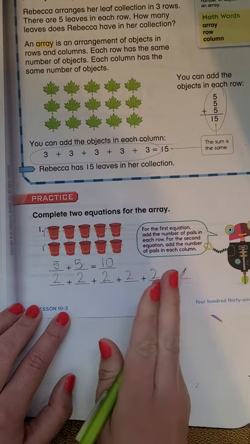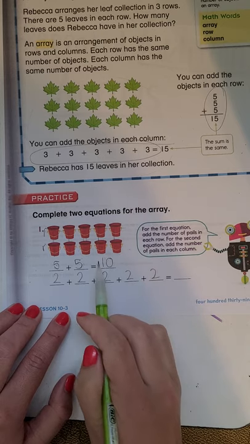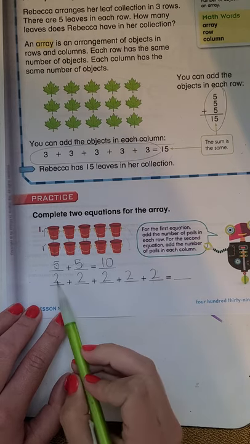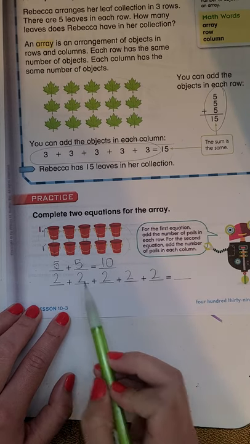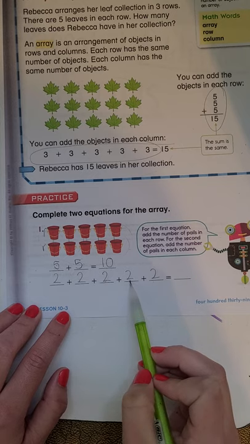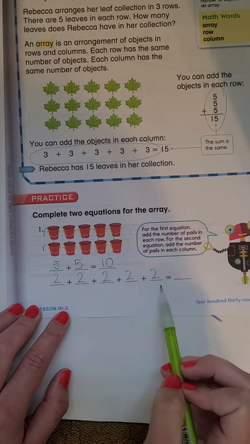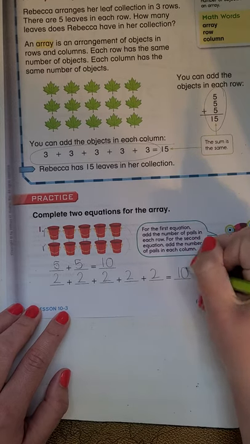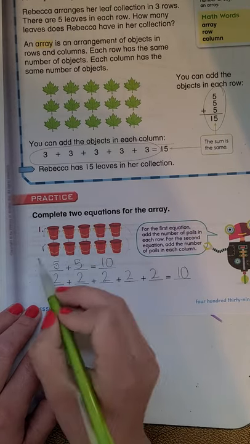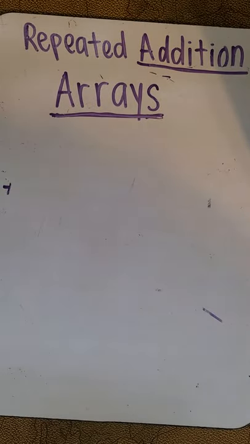All right, now let's double check, because we know these have to be the same to be true, right? Because they both represent this array. So let's double check. 2 plus 2 is 4. 4 plus 2 is 6. 6 plus 2 is 8. And 8 plus 2 is 10. All right, very good. You just wrote 2 equations to represent this array. All right, so that's the first page.